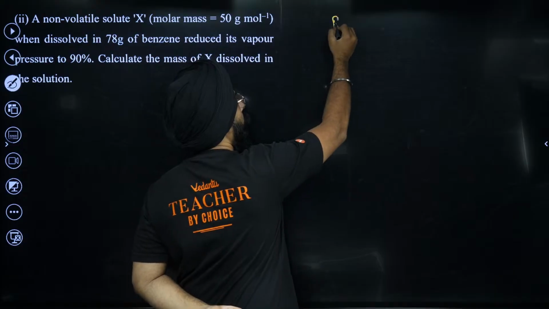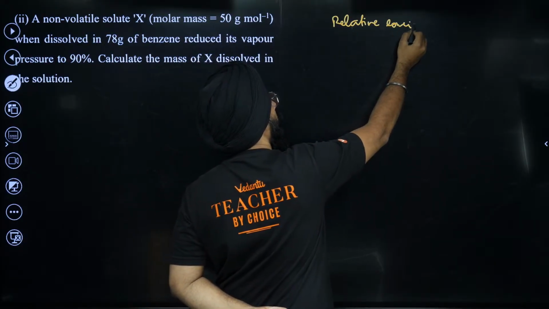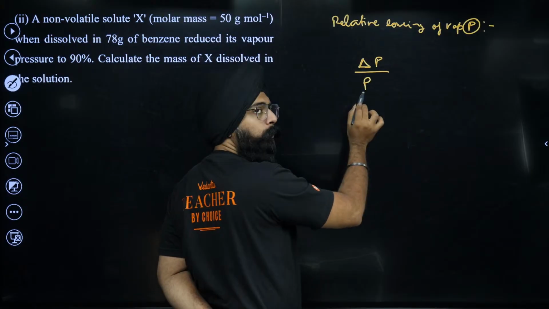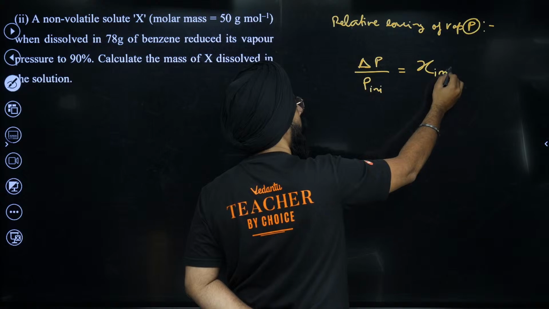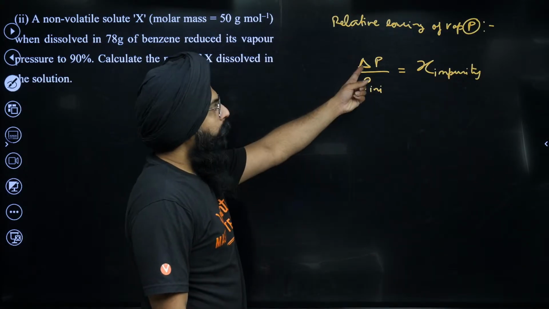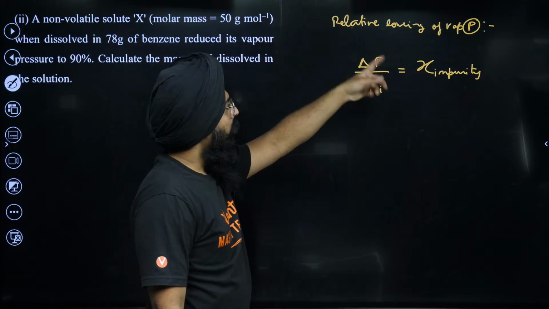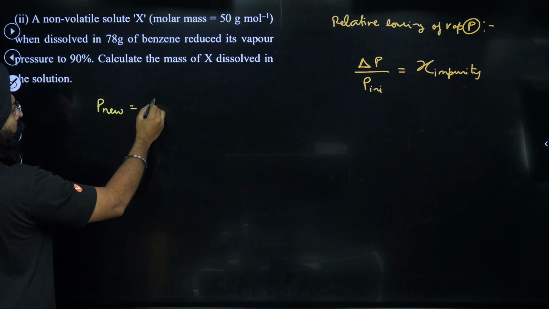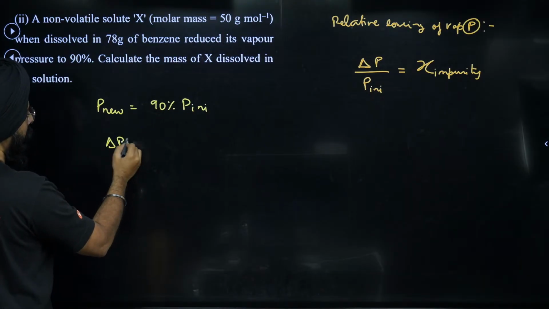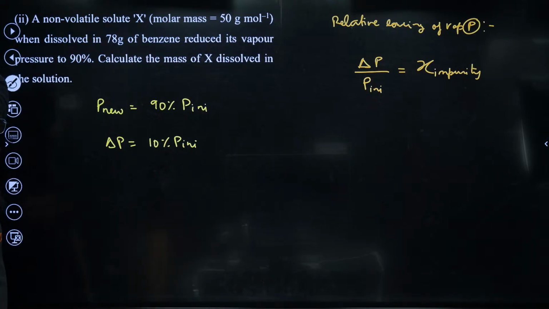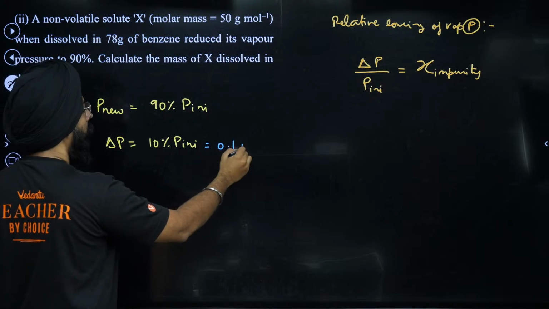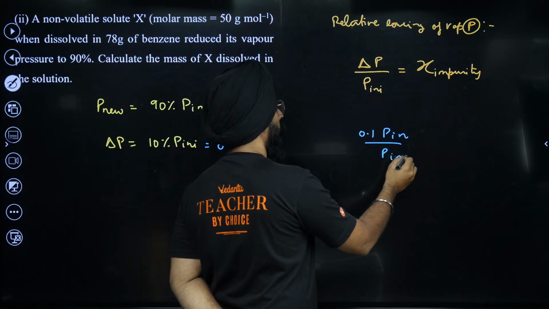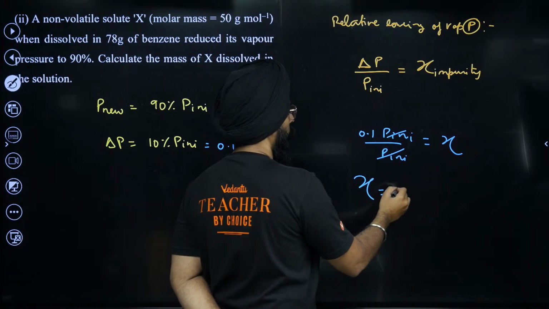My bad. So, for relative lowering of vapor pressure, what can I say? I can say delta P by P initial is equal to mole fraction of the impurity. So delta P is the change in pressure, P is the original pressure, and that is the mole fraction of the impurity. So what has happened over here? P new is equal to 90% of P initial. So can I say delta P is just 10% of P initial, or 0.1 times P initial? This is the change in pressure. So over here I can put 0.1 times P initial upon P initial is equal to mole fraction. Mole fraction is equal to 0.1.